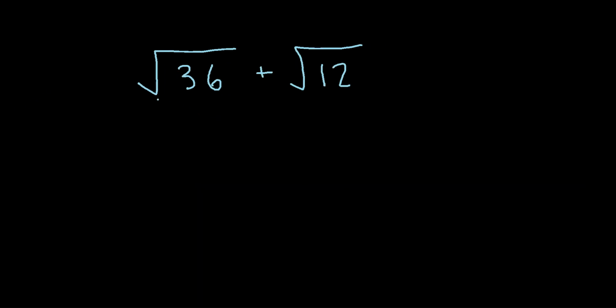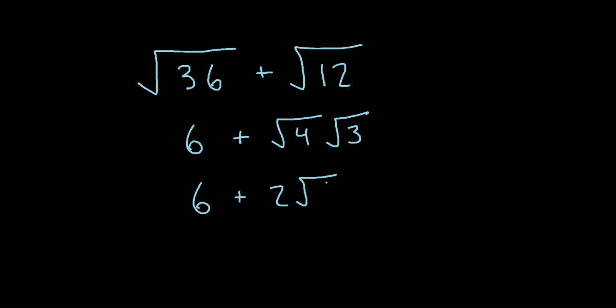All right, let's try this example. We have the square root of 36 plus the square root of 12. Well, we'll notice that the square root of 36 is just 6. So we can write 6 plus, instead of writing the square root of 12, let's see if we can factor this 12. So we could write the square root of 4 times the square root of 3. And we'll notice the square root of 4 is just 2. So we can write 6 plus 2 times root 3. And there's no other way to simplify this, and we don't have a square root right here to add. So this is just going to be our final answer.